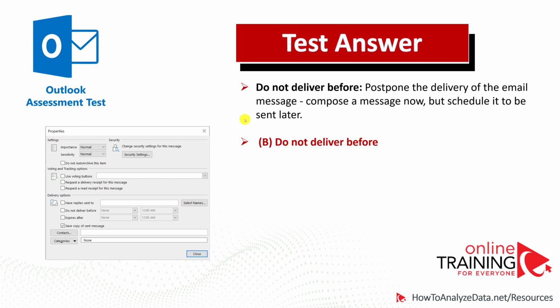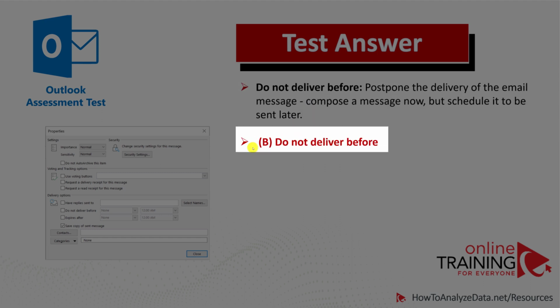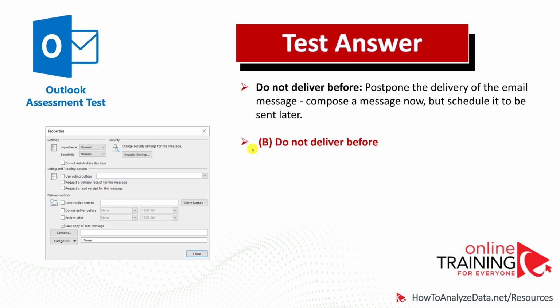Let's recap. The Do Not Deliver Before option postpones the delivery of the email message and allows you to compose the message now and finalize it now, but schedule it for delivery later. So the correct choice here is choice B, Do Not Deliver Before. Hopefully you've nailed this question.